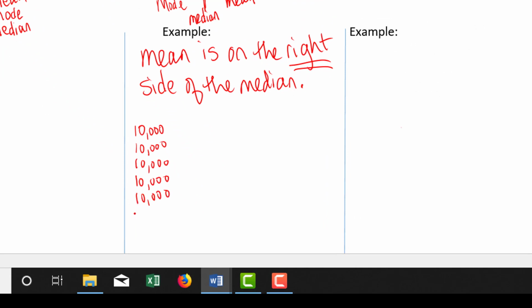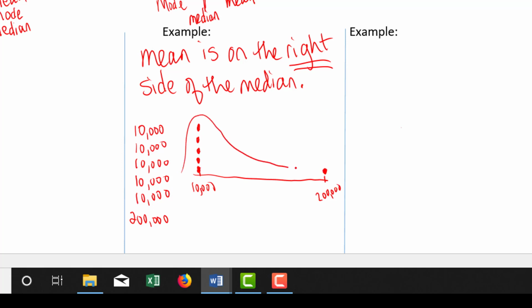And then you have the CEO who's making $200,000 a year. So if you think about drawing out that distribution, down here you would have 10,000, and there would be 1, 2, 3, 4, 5 dots at a salary of 10,000. And then way up here is 200,000 with 1 dot. So this is an example, a real simple example of a right skewed distribution.